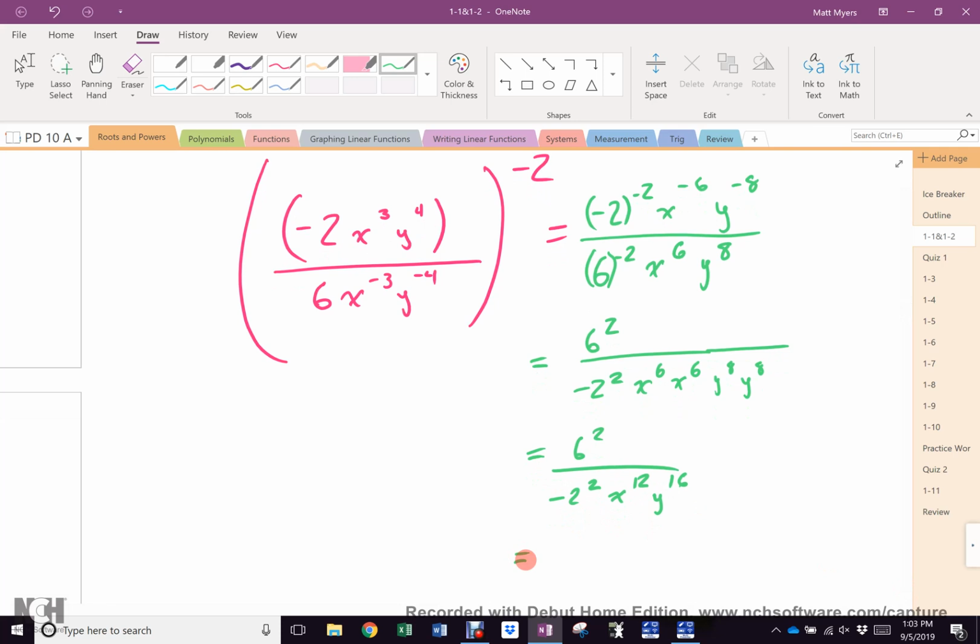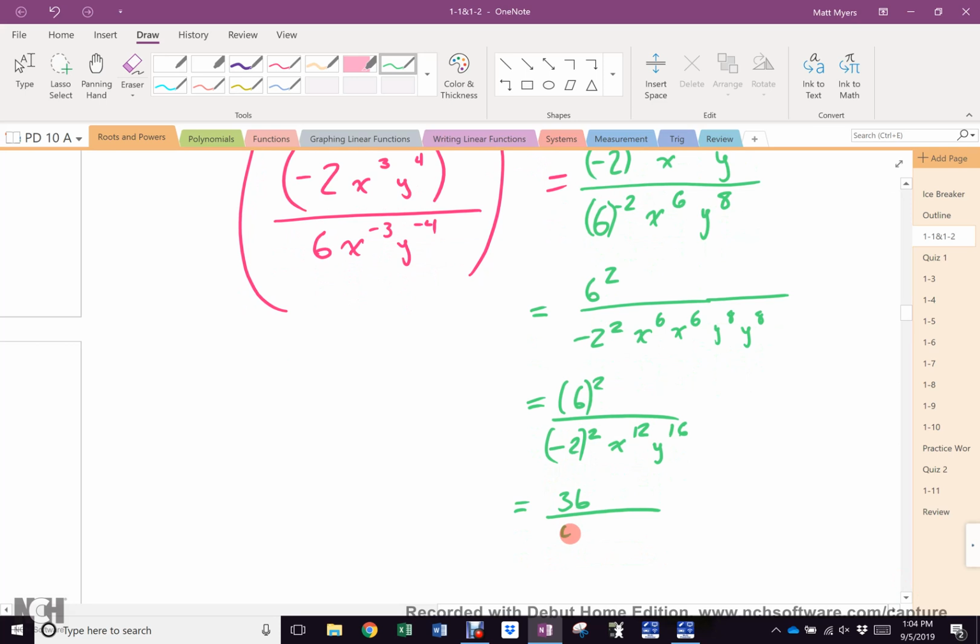Just put the brackets in for the negative 2. Yeah, because that negative has always been part of it, hasn't it? Yeah. So what is this up top? So that's 36 up there. And then that's the 4. And then x to the power 12. Y to the power 16. And one last step, the easy one.